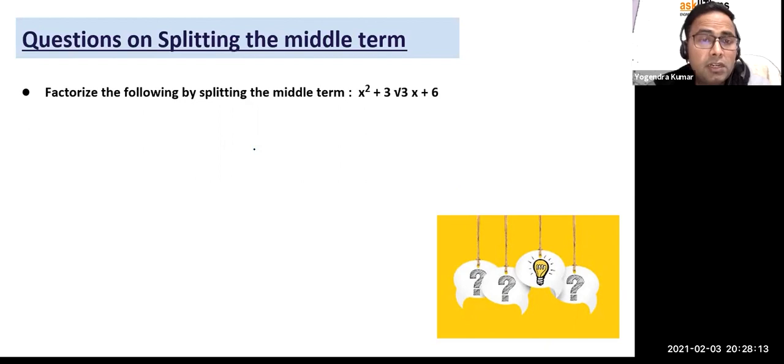Okay, splitting middle term method. Yes, this is another topic which we discussed last class, right? You should be remembering this. Okay, so let's do this now. x square plus 3 root 3 x plus 6. Okay, so this is what I showed you, that 1 here and this 6 here. Okay, let me rewrite here. x square plus 3 root 3 x plus 6. So here it is 1. Okay, we need to just factorize it. We don't need to find out the zeros. So let's just factorize it.